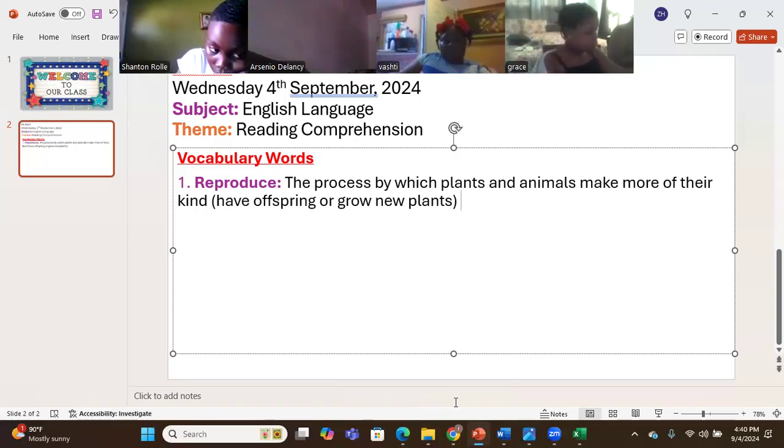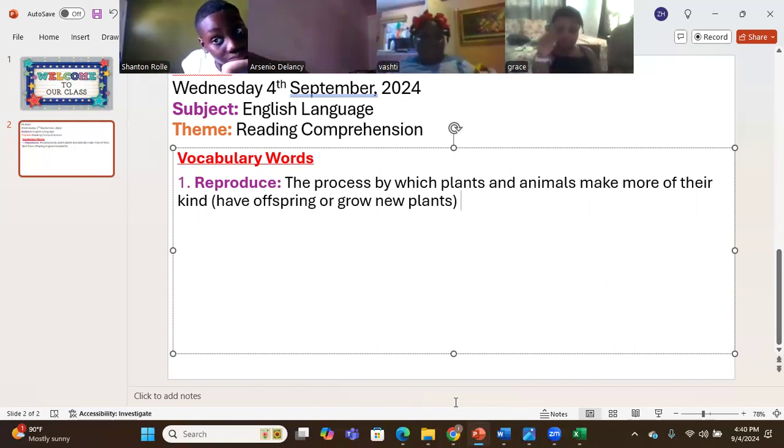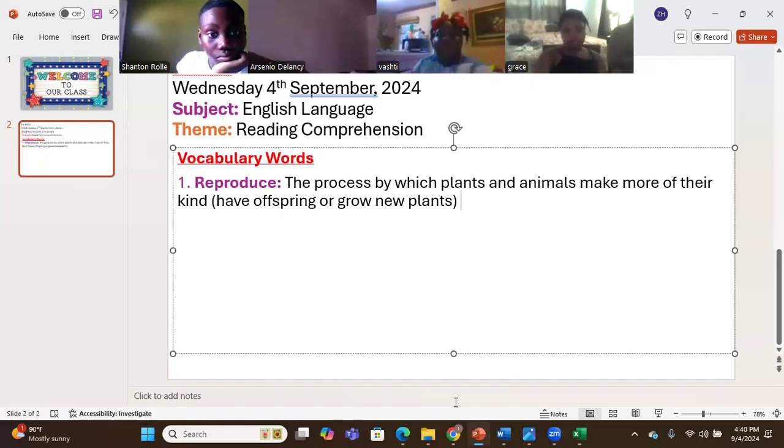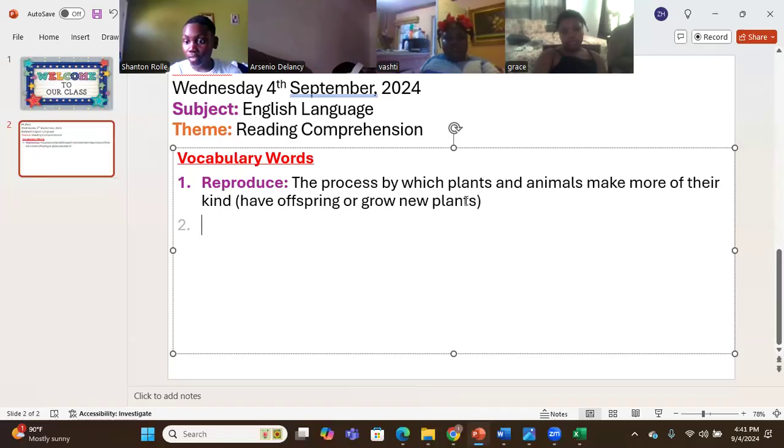Very good. And one more person, Vashti, can you read the definition for reproduce? Reproduce, the process by which plants and animals make more of their kind, have offspring or grow new plants. Very good. Have offspring or grow new plants. Let's go on to the next word.